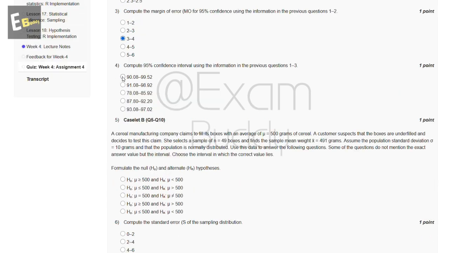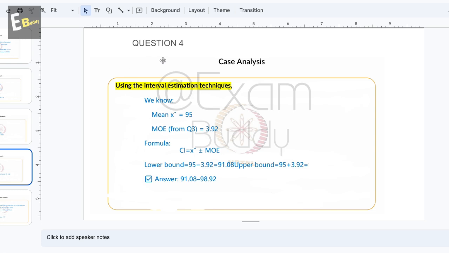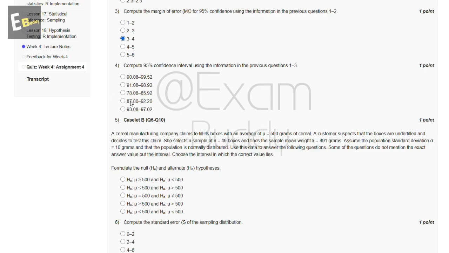Now the fourth question is: compute the 95% confidence interval using the information in the previous questions 1 to 3. These are the options, and let's check the answer. This is a case analysis using the interval estimation technique. We know the mean equals 95, and the margin of error from question 3 is 3.92. Using the formula, the calculation gives 91.08 to 98.92. So the answer of our fourth question is B.